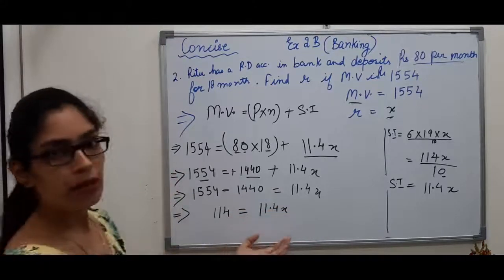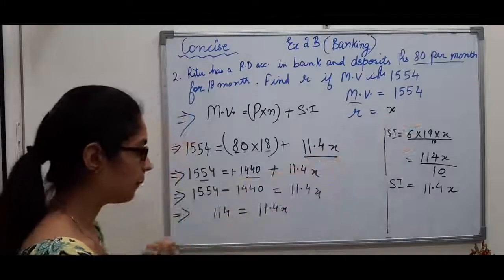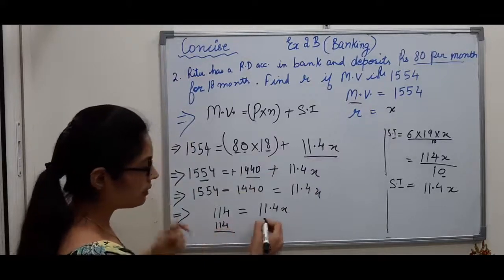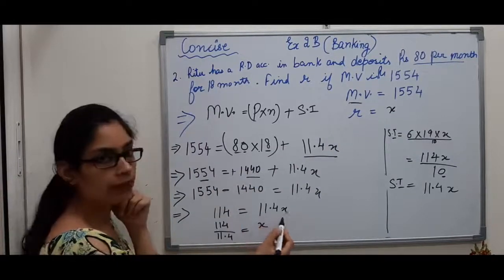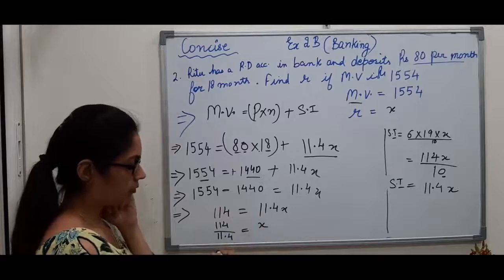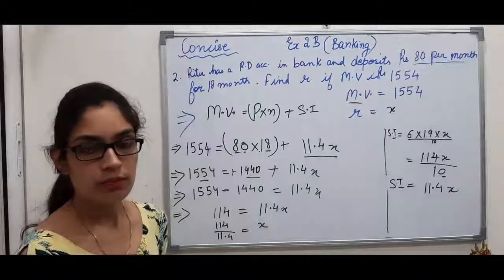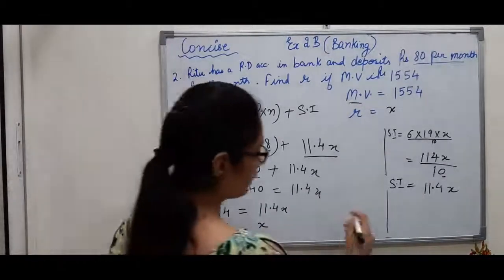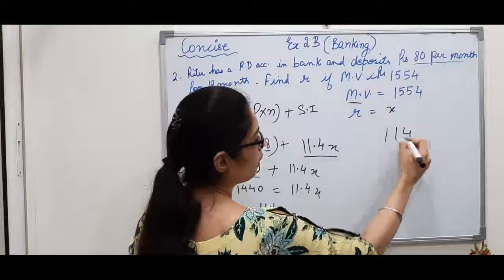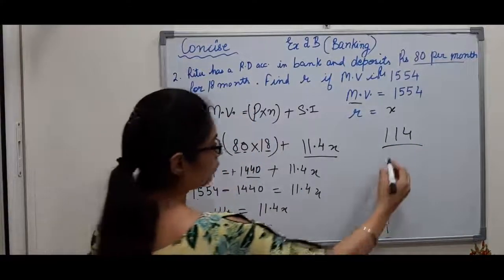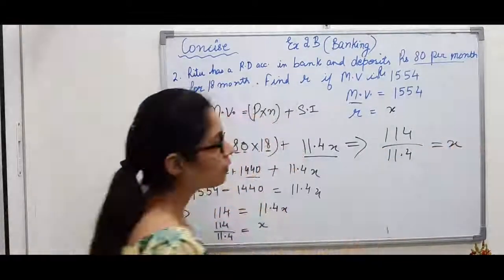11.4x. Now I have to calculate the value of x. X is my rate of interest. I have assumed it at the starting. Now I will just shift this 11.4 to this side. This will get divided by 114, because this side is getting multiplied with x, and now on shifting of side it will be divided by this number, because multiplication will be changed into division on changing the side. So now let's do the calculation. It's very simple, because I can see both the numbers are same. The numerator is 114, the denominator is 11.4. So I can see in both the numbers 114 is there.